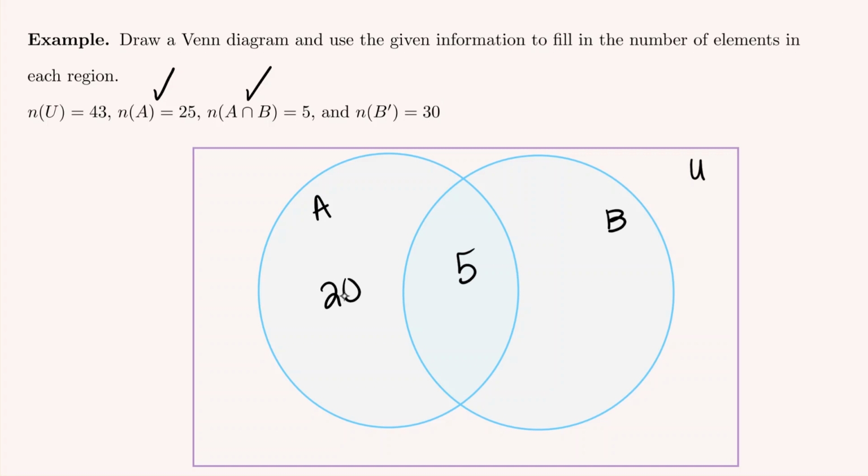30 in all, minus the 20 already accounted for, tells me there's 10 elements in the universal set that are not a part of A and they're not a part of B. So that's how I've used the B complement information.